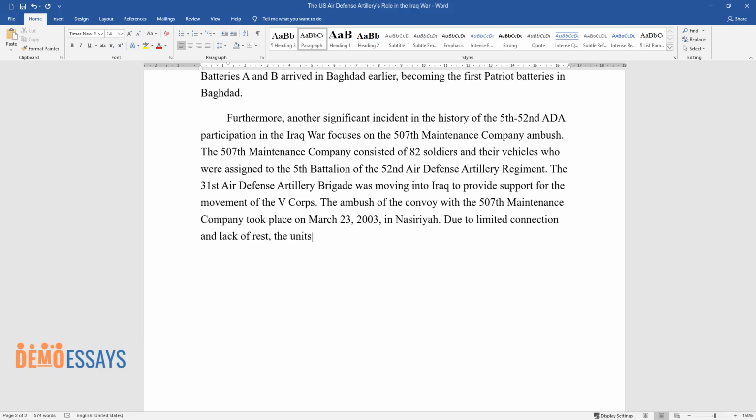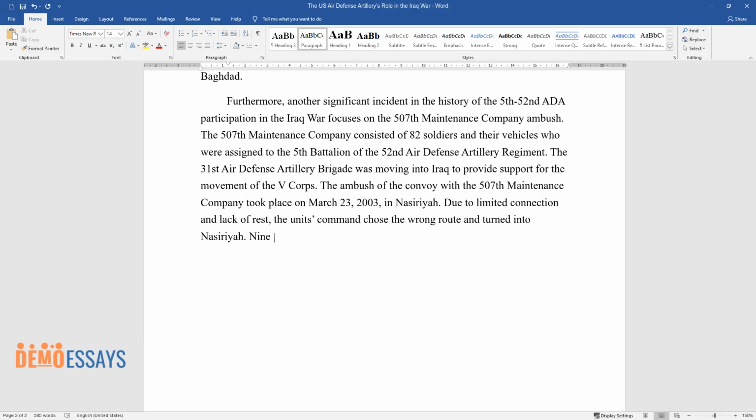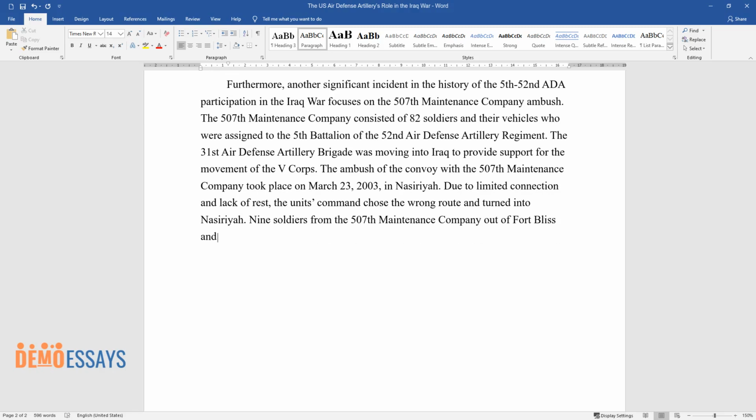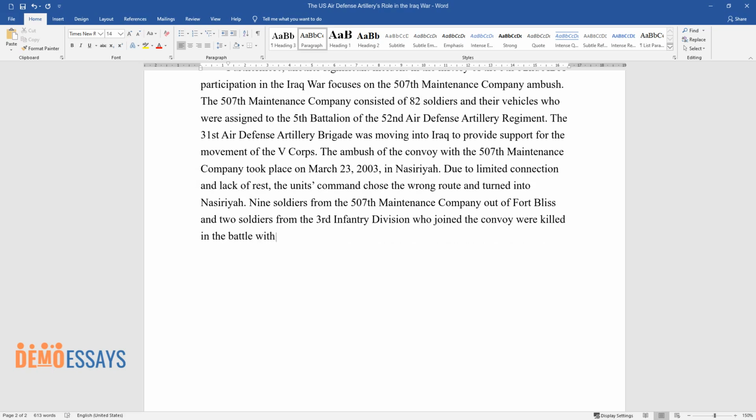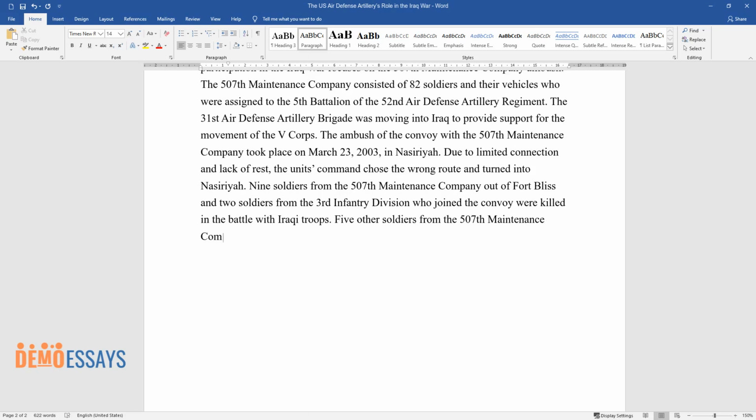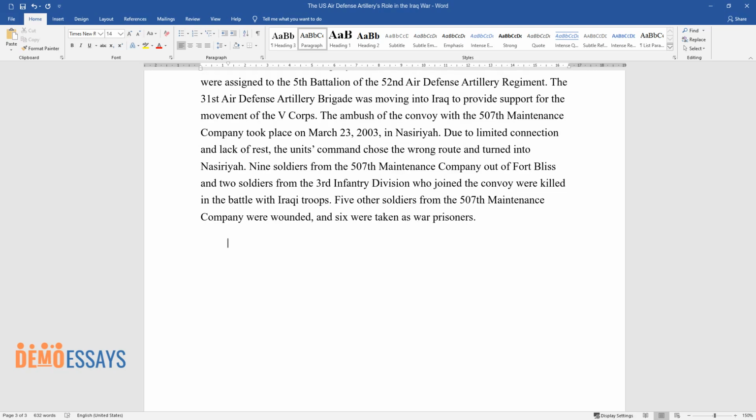Due to limited connection and lack of rest, the unit's command chose the wrong route and turned into Nasiriyah. 9 soldiers from the 507th Maintenance Company out of Fort Bliss and 2 soldiers from the 3rd Infantry Division who joined the convoy were killed in the battle with Iraqi troops. 5 other soldiers from the 507th Maintenance Company were wounded, and 6 were taken as war prisoners.